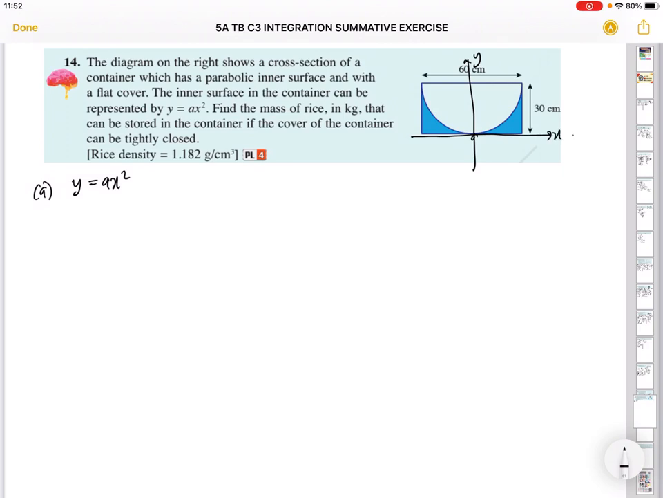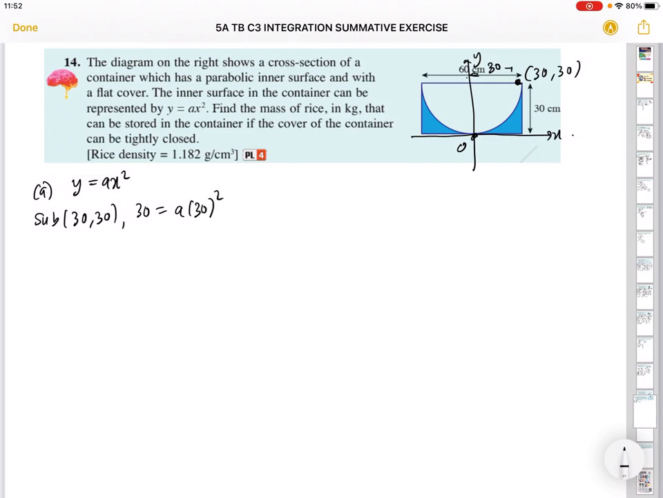So we start by substituting 30, 30 inside. So we can find a. 30 squared is 900, 9 can cancel, no need to square it, cancel 30. 30 is 1 over 30. So my y is now 1 over 30 x squared.